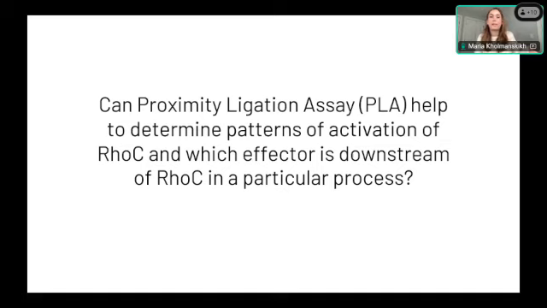So, can proximity ligation assay, or PLA, help to determine patterns of activation of RhoC and which effector is downstream of RhoC in a particular process? In other words, will PLA be effective in, first of all, measuring RhoC activity, and second of all, in assessment of effector specificity with subcellular resolution?